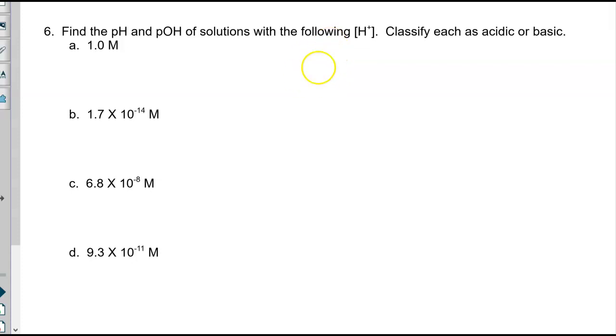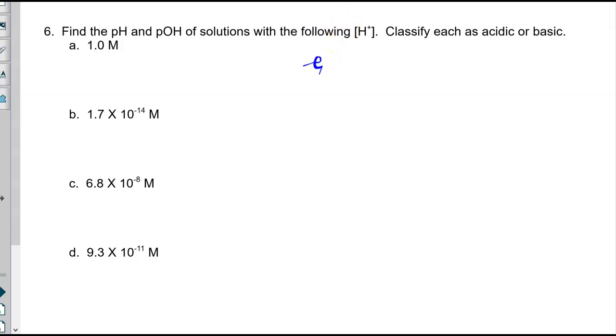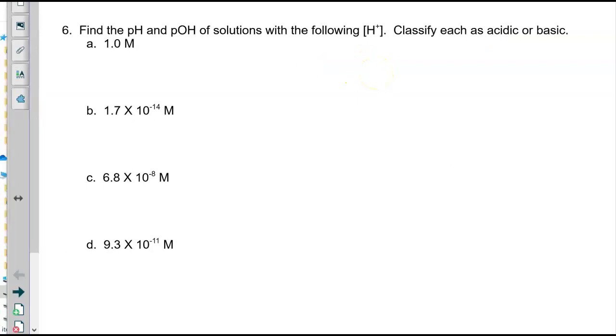My goodness, let's try this again. I don't know what this thing is doing, but it is doing something funky. Let me see if I can get it fixed. Okay, I figured out how to fix my pen here.